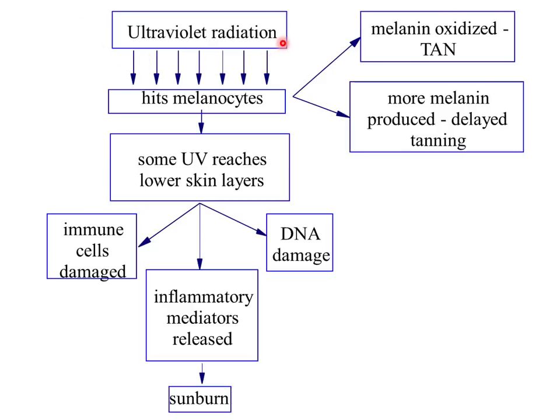So if we see how this process occurs, ultraviolet radiation, specifically the UVA and its friend the UVB, hits the melanocytes. Some UV reaches the lower skin layers. We see immune cells getting damaged. We see DNA getting damaged. We see inflammatory mediators being released. You got a sunburn. Okay?